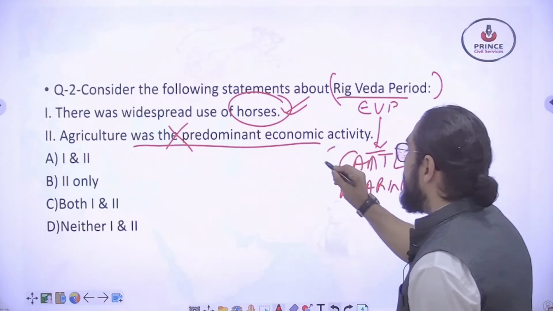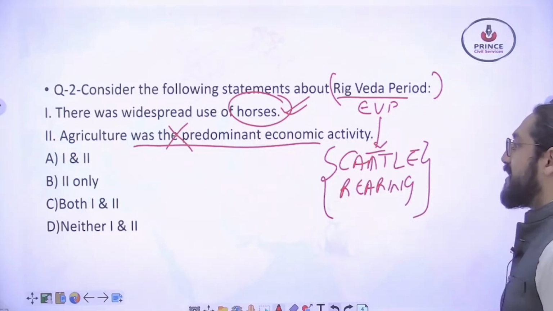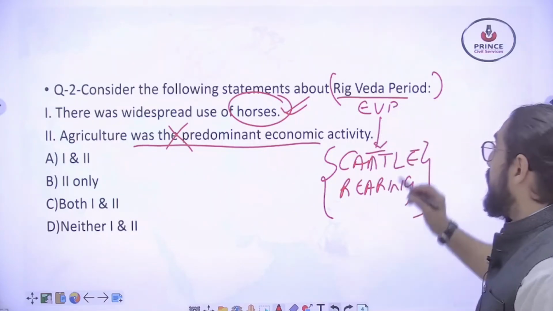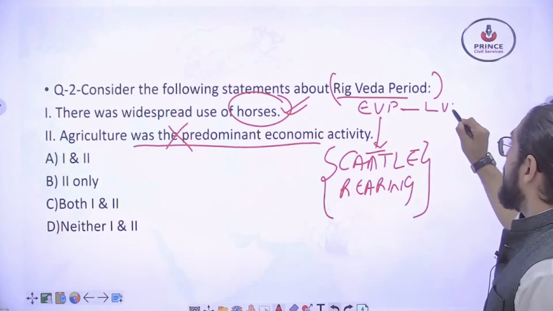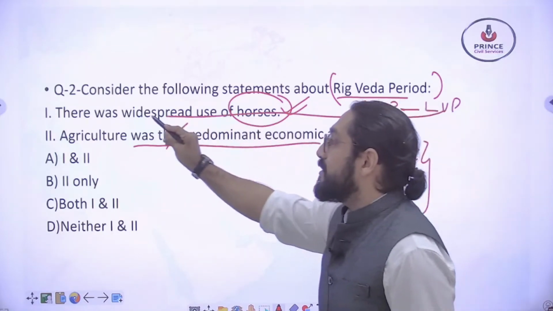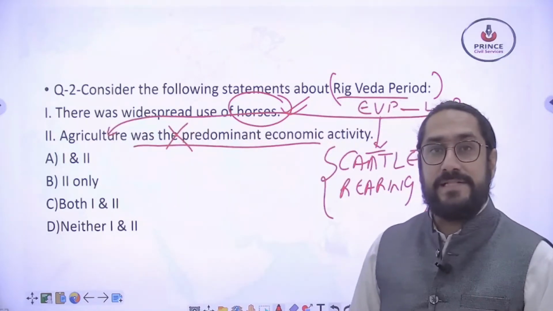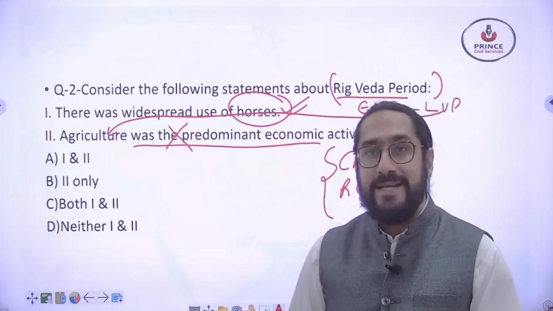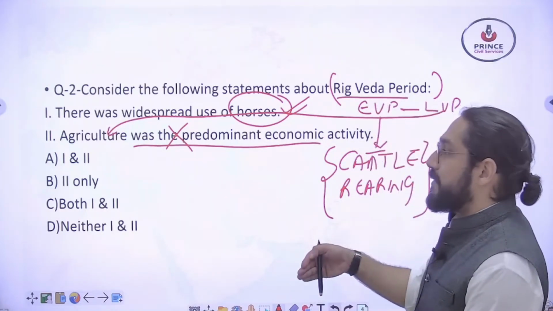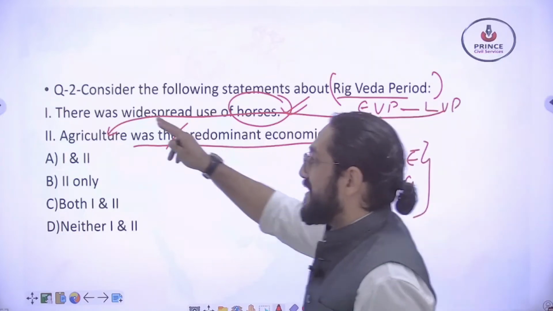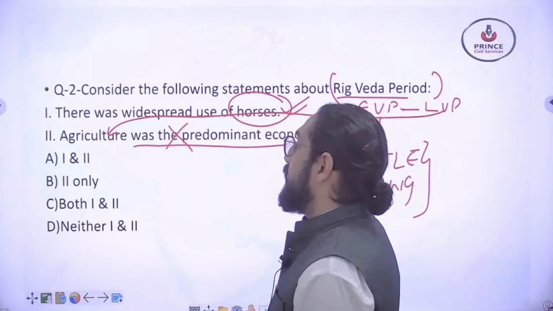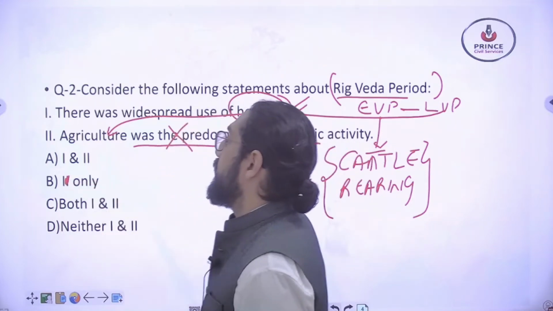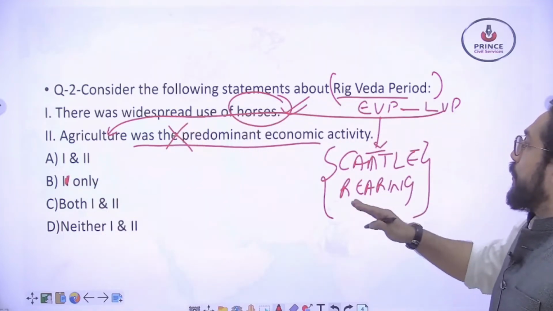They were semi-nomadic people. Pastoralism was the main mode of economic activity. But when you move to the later Vedic period, then agriculture was the primary activity. So the right answer to this question is that statement number 1 is the only right one. It's a misprint here; it should be 1 only. So yes, I hope you got an idea.